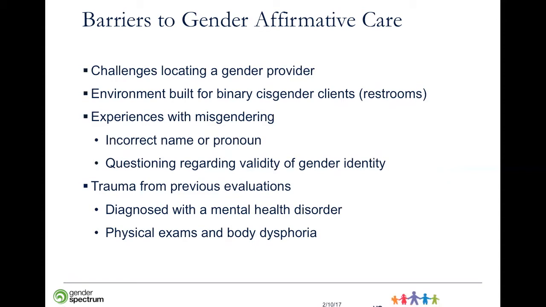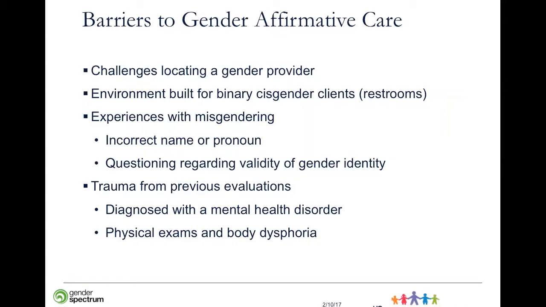They might also have experiences with misgendering. So they might have been interacting in other environments and people have used the incorrect name or pronoun. And adults in their life or kids might have been questioning the validity of their gender identity. So sort of saying things like, this is just a phase or a stage that you're going through, you're going to grow out of it, you don't know that this is for sure. Those kinds of things can be incredibly invalidating for a young person and very, very upsetting.